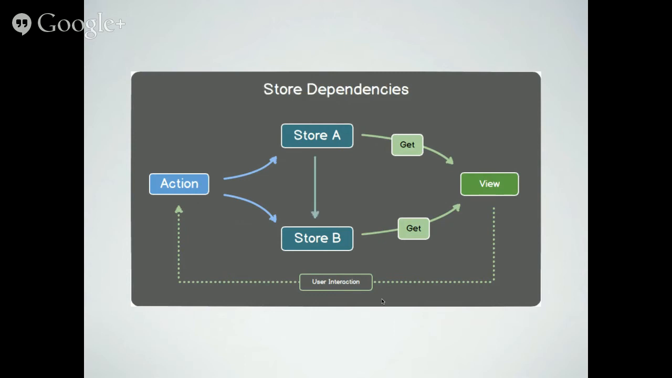So anyway, the question is now, what do we do if some little fact in store A, store B depends on that thing? You have some list, and one of them is selected in store A, and store B is the details of the selected item, something like that. So store B needs to know something about store A.